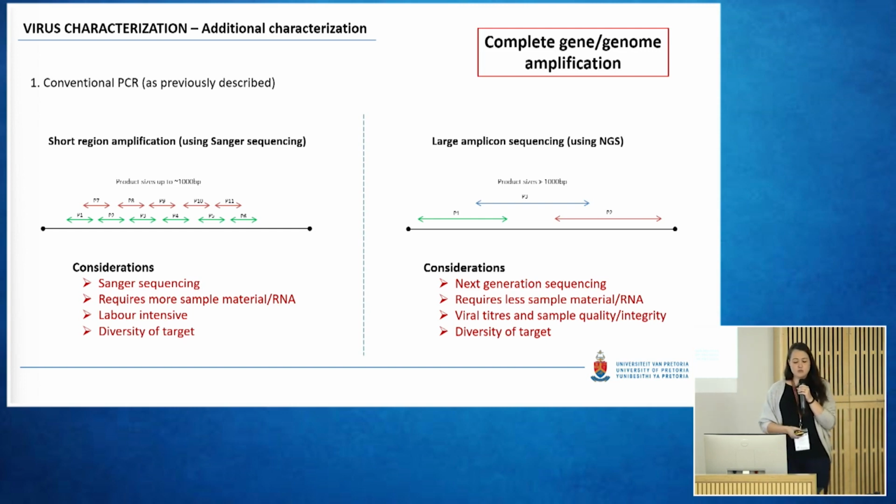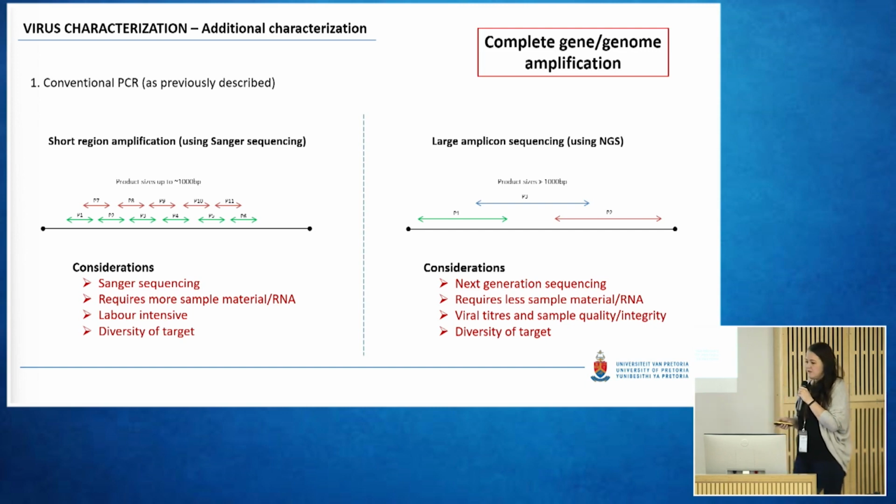There can be short region amplification, where you can amplify regions of up to 1,000 base pairs, and your assays will overlap to, in the end, give you a complete sequence. This can be used in combination with Sanger sequencing, but will require a lot of sample material, and we don't always have that available. It's more labor intensive, and it can be quite a problem if the target you're looking for is a quite diverse virus, and we don't have anything to compare it with to design the assays with.